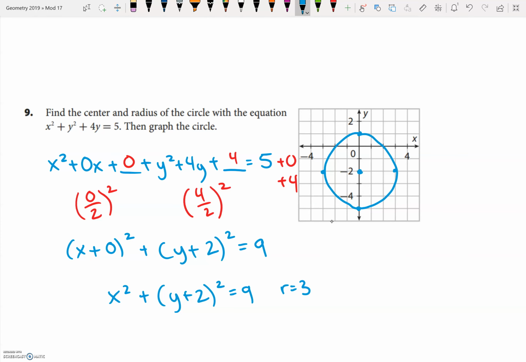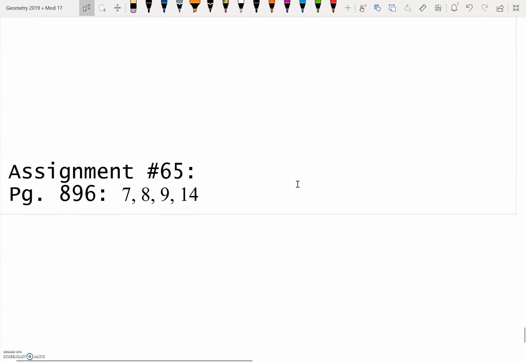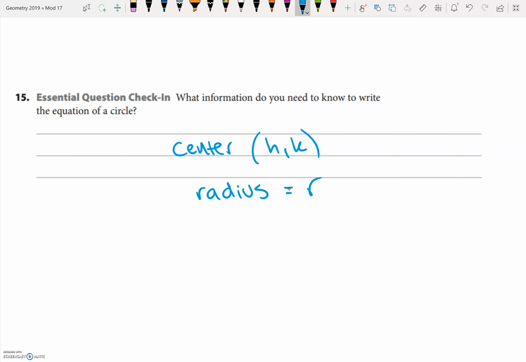And this is the whole reason why we reviewed completing the square before we went on break. Your homework is just going to be these. Well, I guess we should probably review: what information do we need to write a circle? We need to have the center, which is h comma k, and we need the radius, which is r. So (x minus h) squared plus (y minus k) squared equals r squared.